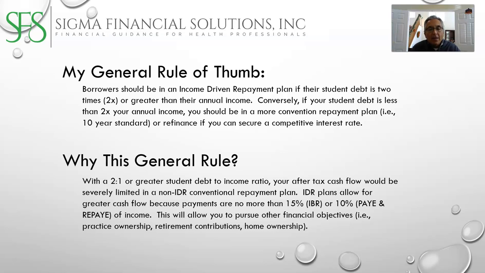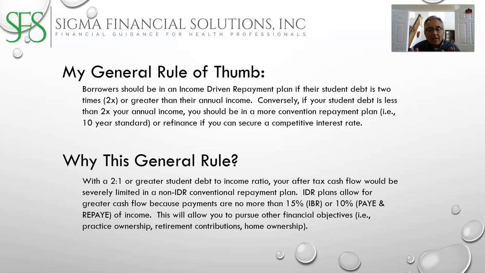My general rule of thumb is that you should be in one of the income-driven repayment programs if your student debt to income ratio is 2 times or greater. For example, if you have $500,000 outstanding in student debt and your income is $200,000, then I would suggest that you be in one of the income-driven repayment programs. Now, if you're in a 1-to-1 ratio, so you have $200,000 outstanding in student debt and $200,000 in income, then I would recommend a more aggressive strategy with your student loan payments. You can be either in a 10-year standard, or you could refinance your loans to an outside company.